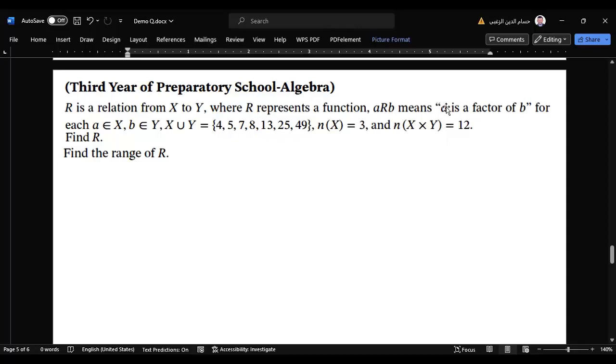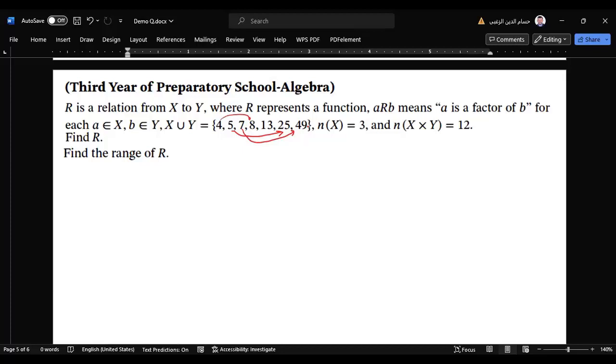So here we want to find a factor of p. Let's try. Here, 4 is a factor of 8, and 4 is a factor of none else. 5 is a factor of 25. 7 is a factor of 49. 8 is a factor of none. 13 is a factor of none. 25 is a factor of none. 49 is a factor of none also.